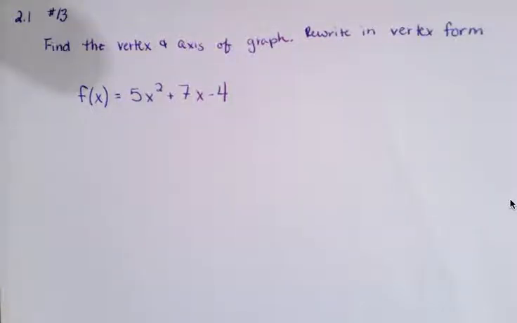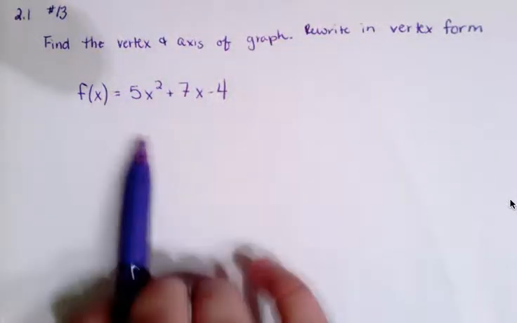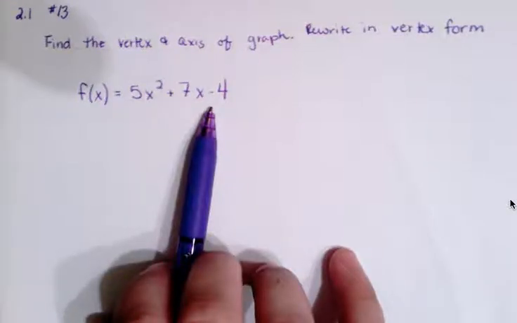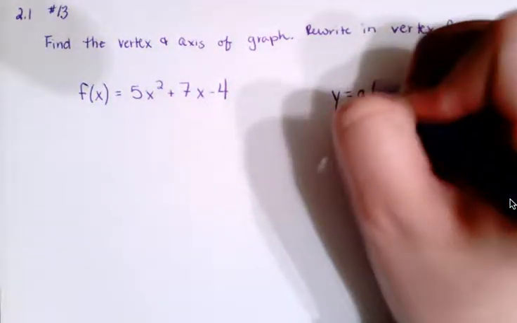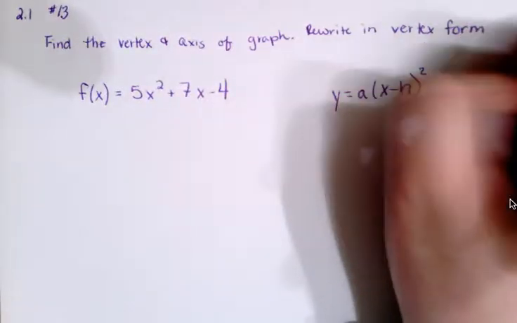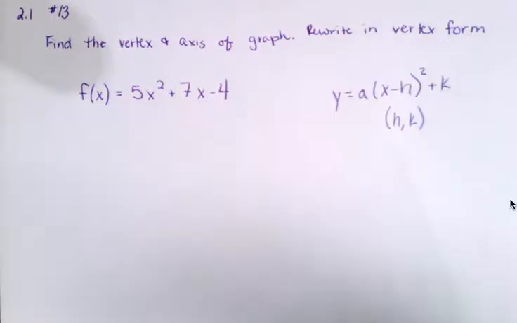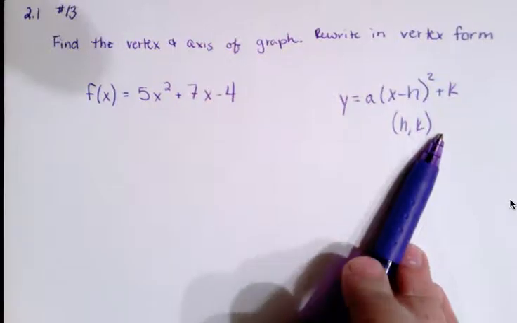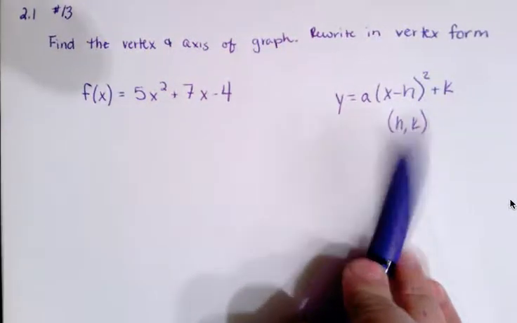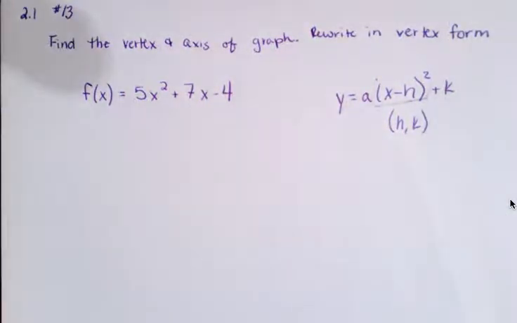So the only way we know how to find the vertex is to put our equation into vertex form. Well, right now it's in standard form. Remember, vertex form is y equals a times x minus h squared plus k, where h comma k is your vertex. So to get from standard to vertex form, we have to complete the square, okay? Because x minus h squared, that's a perfect square. So we have to complete the square.